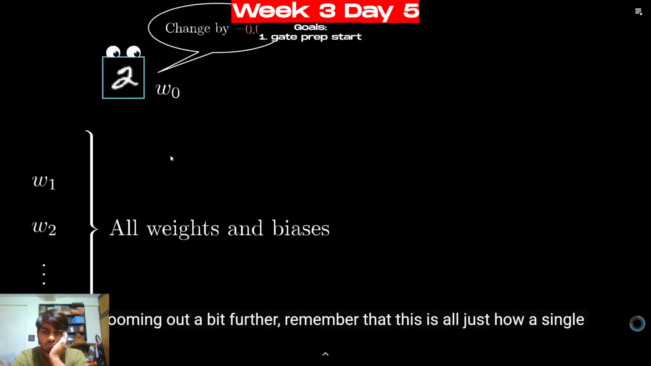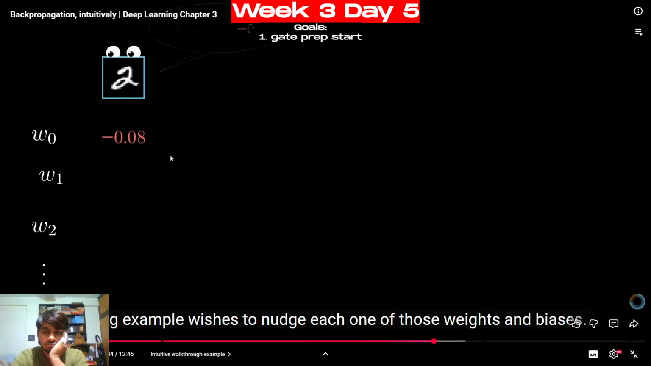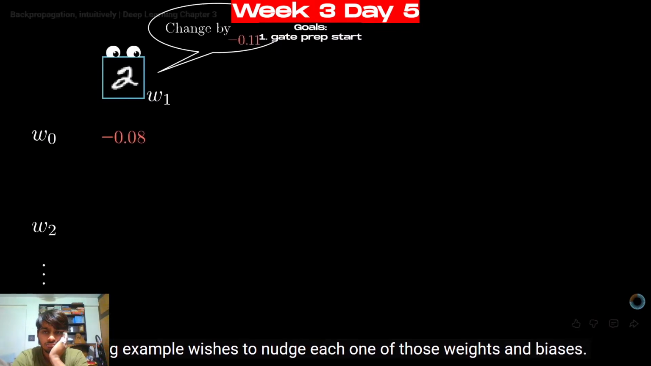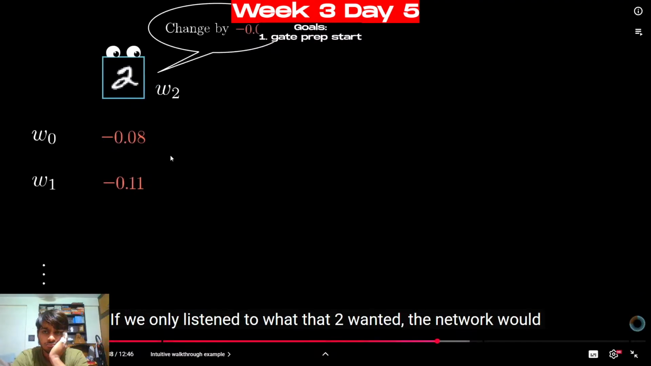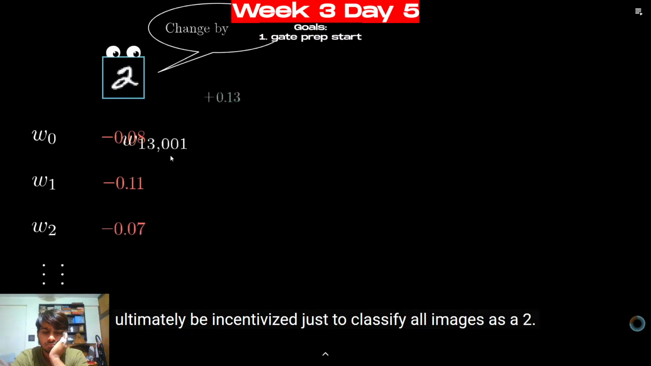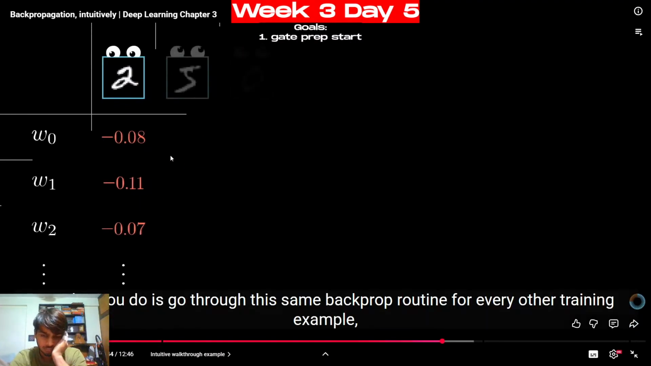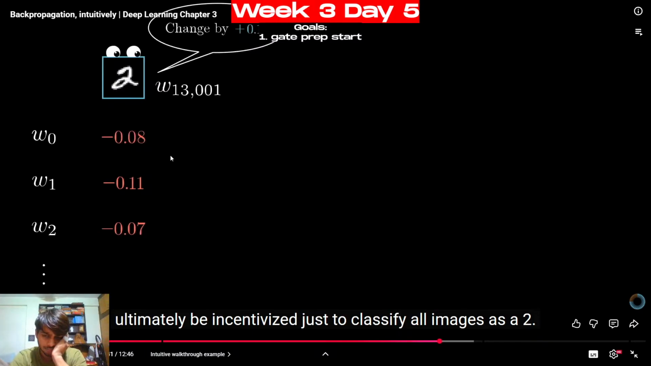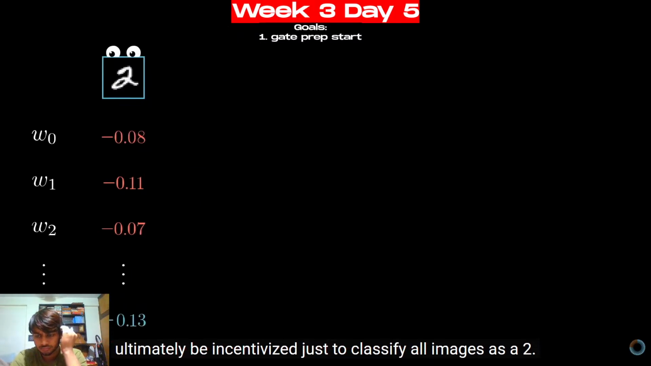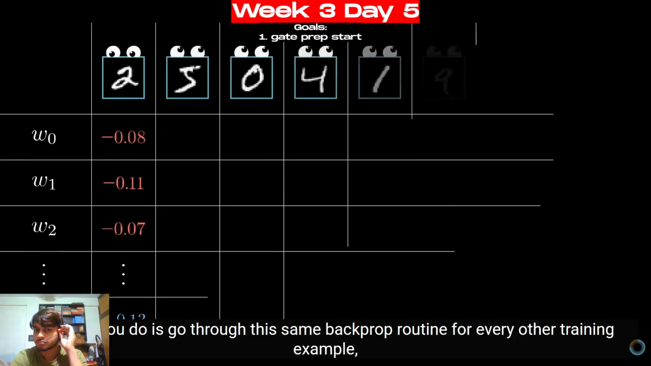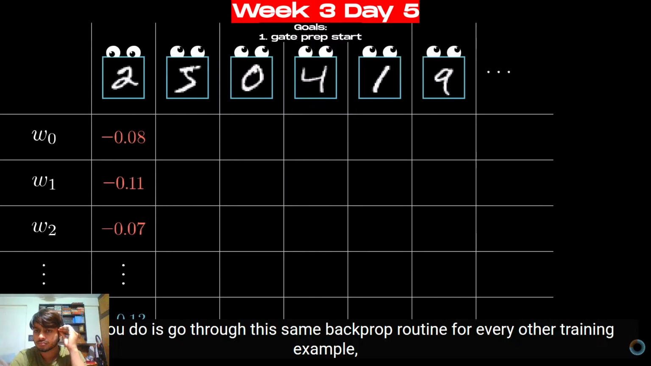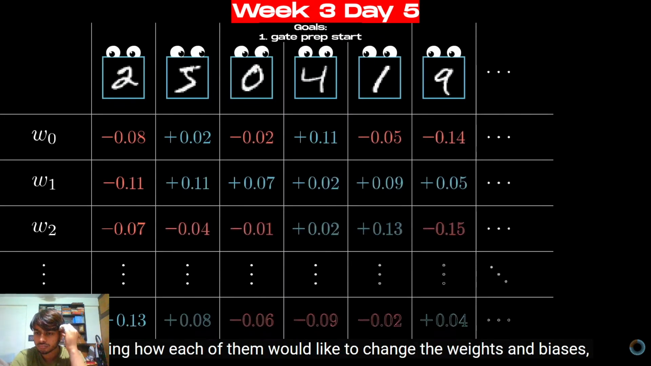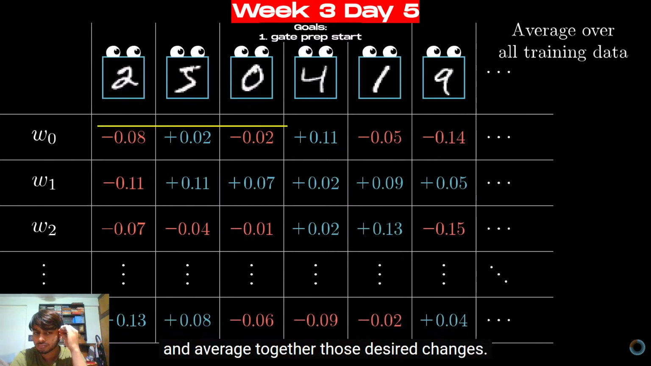And zooming out a bit further, remember that this is all just how a single training example wishes to nudge each one of those weights and biases. If we only listen to what that 2 wanted, the network would ultimately be incentivized just to classify all images as a 2. So what you do is you go through this same backprop routine for every other training example, recording how each of them would like to change the weights and the biases. And you average together those desired changes.